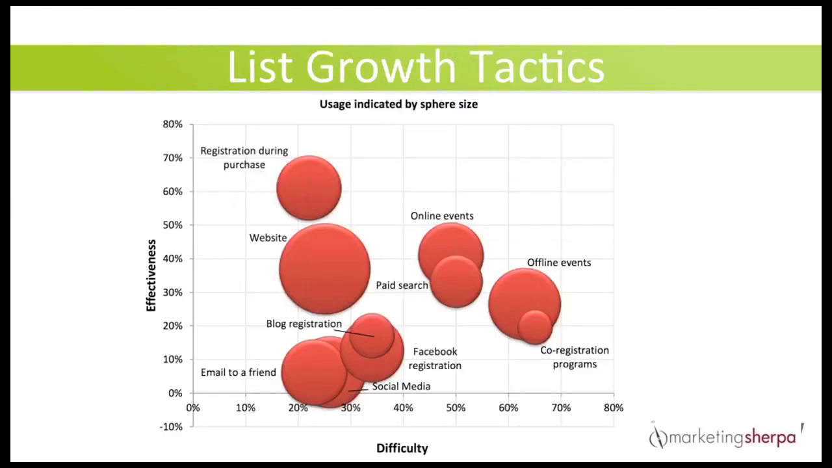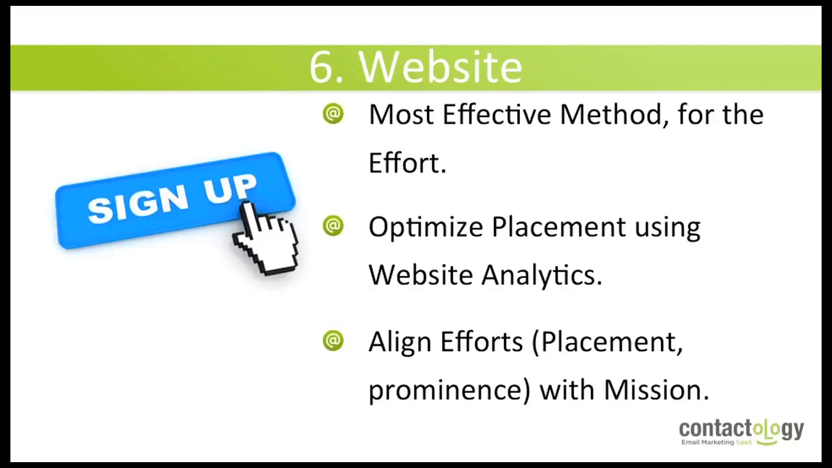So taking another look at the list growth tactic chart by Marketing Sherpa, you're going to notice the largest red dot is website. List growth opportunity 6 is your website. It's the most effective method for your effort. Some things to think about are locate your subscription center signup on the pages and places most likely to work. And you do this by spending some time studying your website analytics, like Google Analytics, to help optimize.